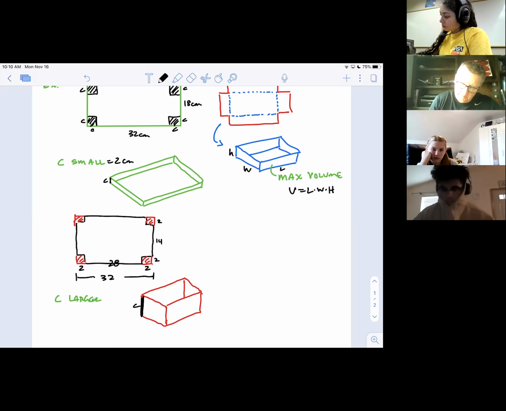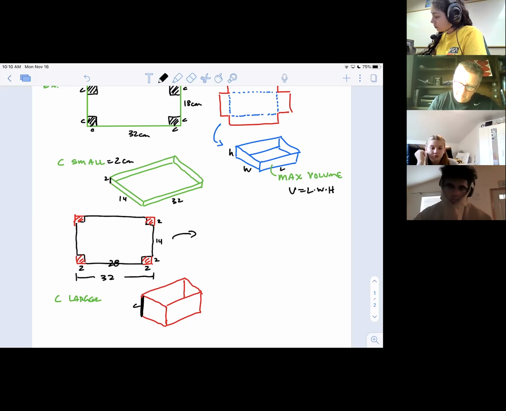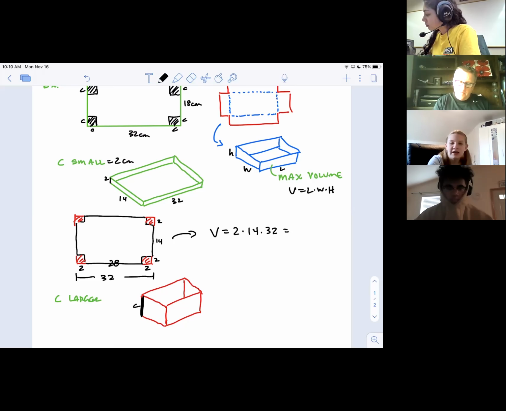So basically your box is 32 in this direction and 14 in this direction. And so you can say, oh, okay, I know what to do then. The volume is equal to 2 centimeters times 14 centimeters times 32 centimeters. So whatever that works out to be. 28 times 32. It's 14 times 28. 2 times 14 times 20. Thank you. Yeah, we got rid of that. It was 28.